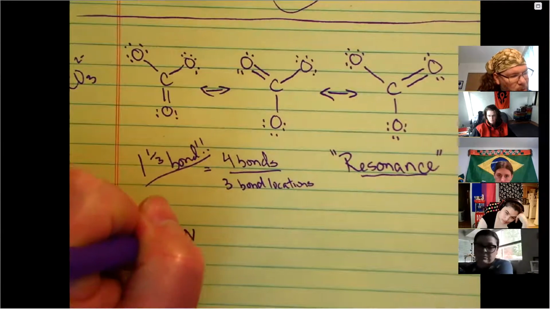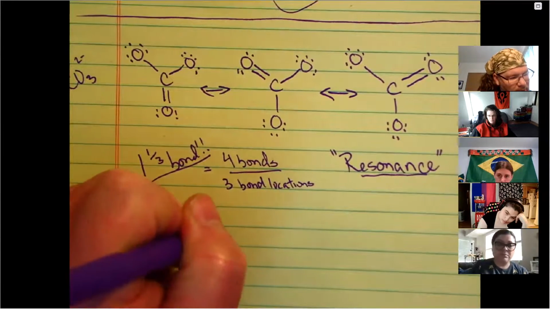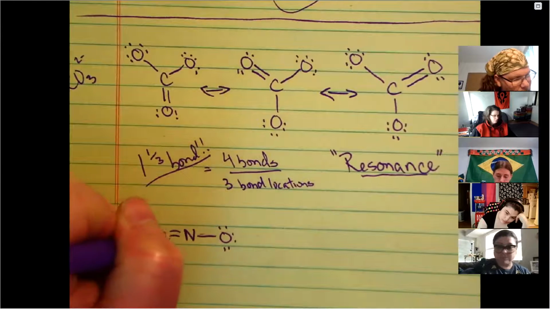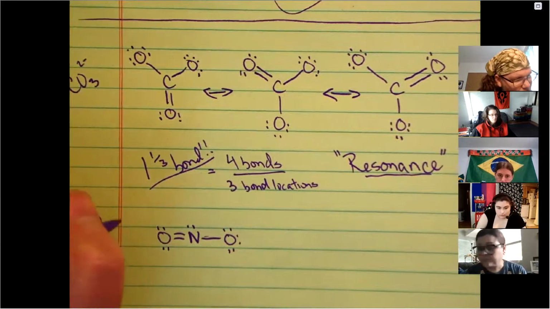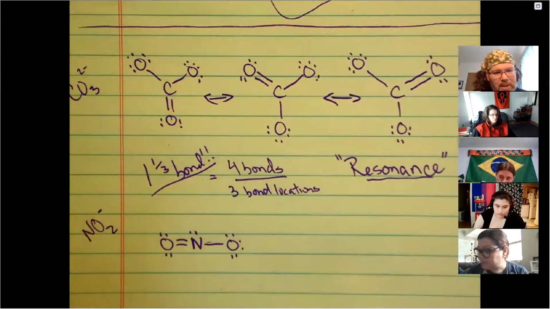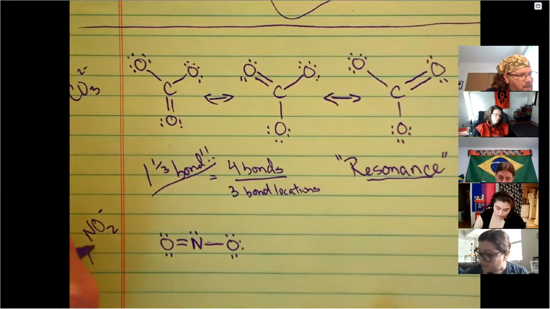We looked at this Lewis structure last time we were together. This is the nitrite ion. This is not NO2, this is NO2 minus. So we do have an even number of electrons here, 18 total electrons in the structure.